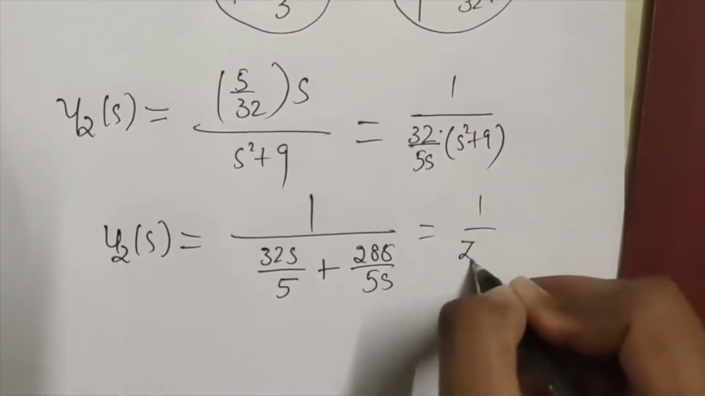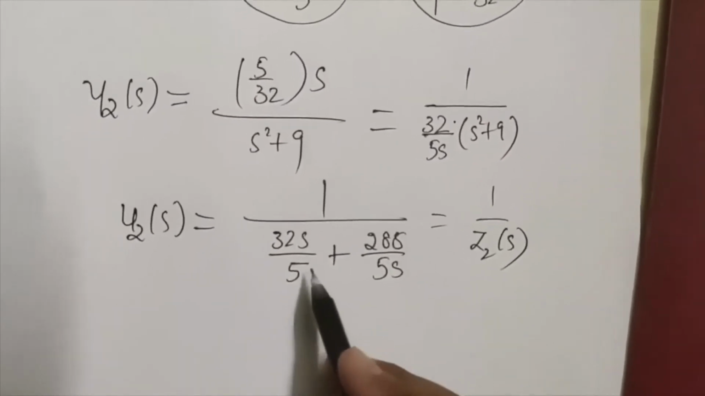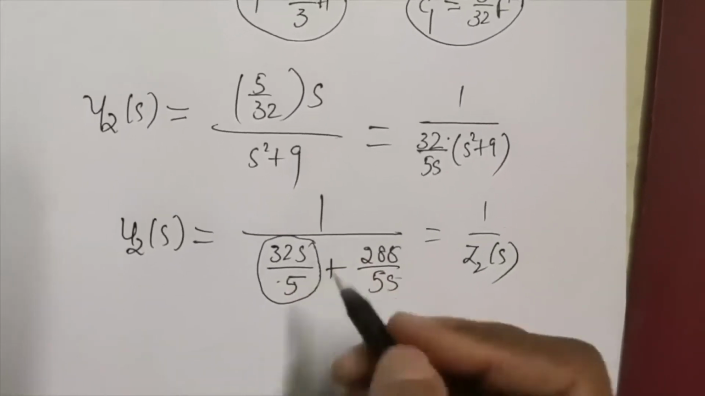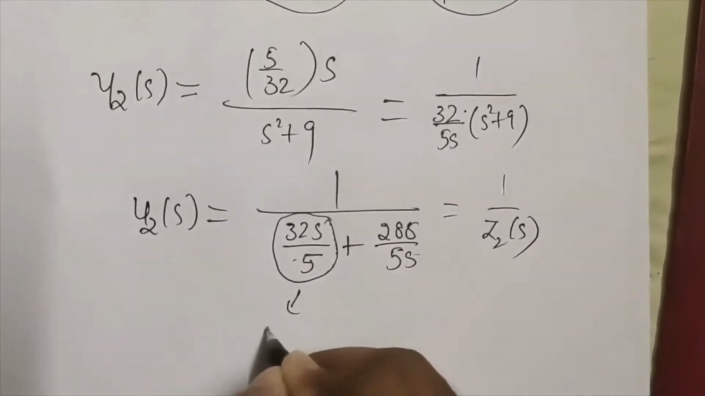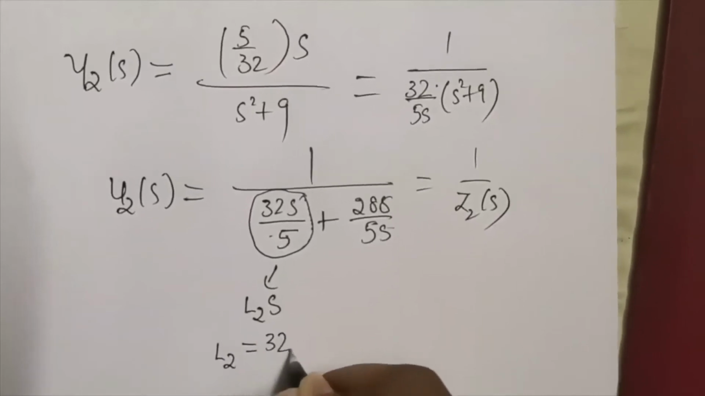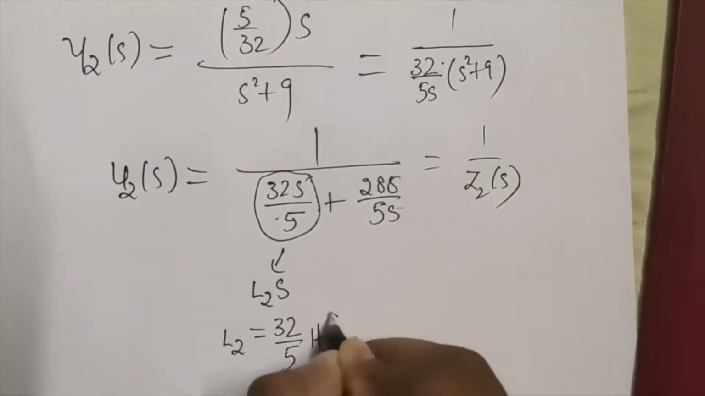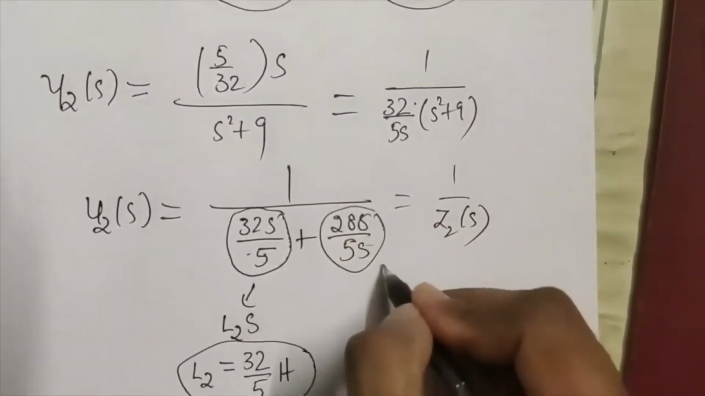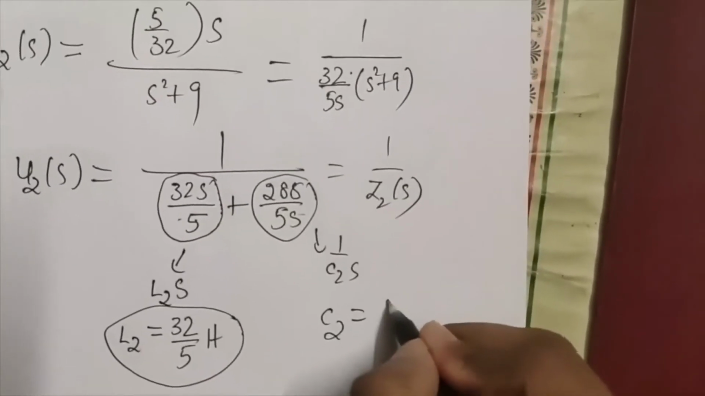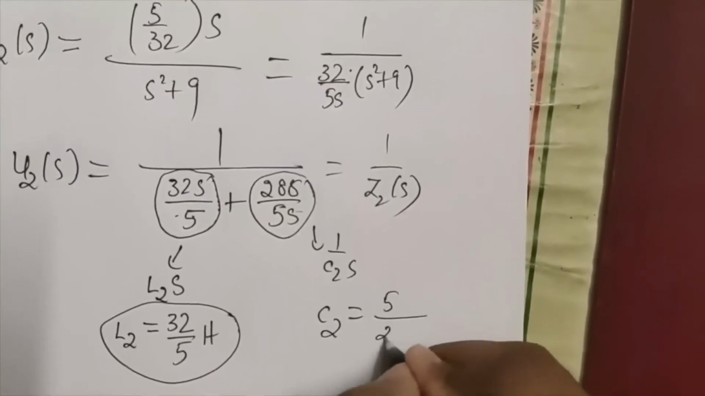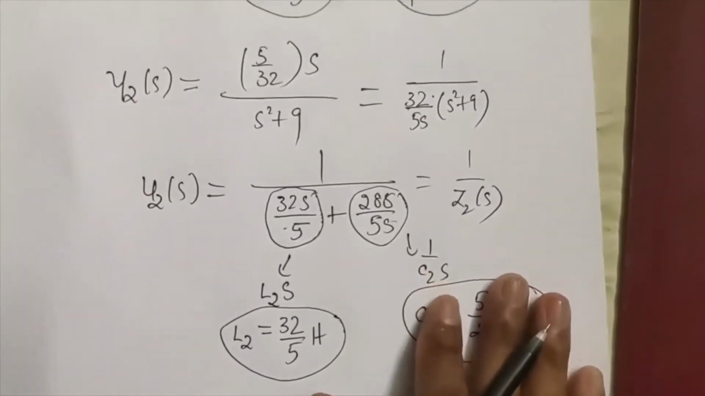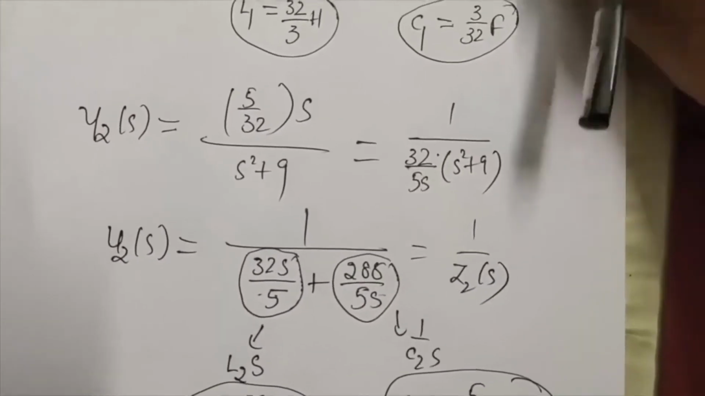Second item is 1 by Z2. So here again, since impedances are added, both elements are in series. So this is an impedance term, so it is again in the form of L2s. So the L2 value is 32 by 5 henries. This is in the form of 1 by C2s. So the C2 value is 5 divided by 288 farads. So we have obtained all the elements. So let us draw the network.